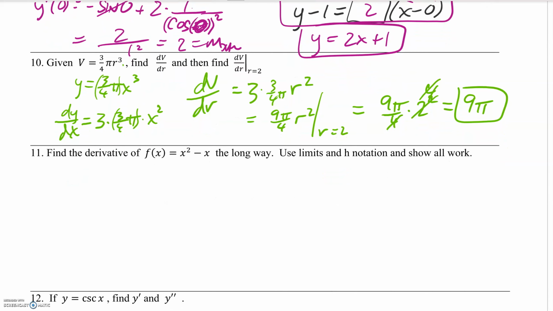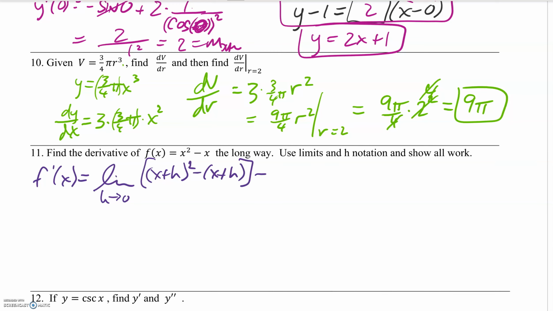All right, next up we need to find the derivative of f the long way. So that means f prime of x. We'll start with a limit. Okay, next we have h going to 0. We're going to do our x plus h squared minus x plus h. That's the first pile, minus the function itself, all over h. As a reminder, this right here is f of x plus h, and this is minus f of x. That's your formula. So yeah, now it's time to go ahead and start working it out.